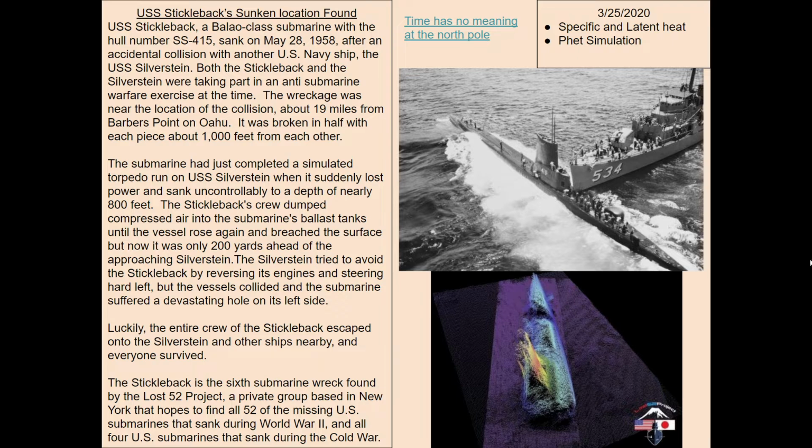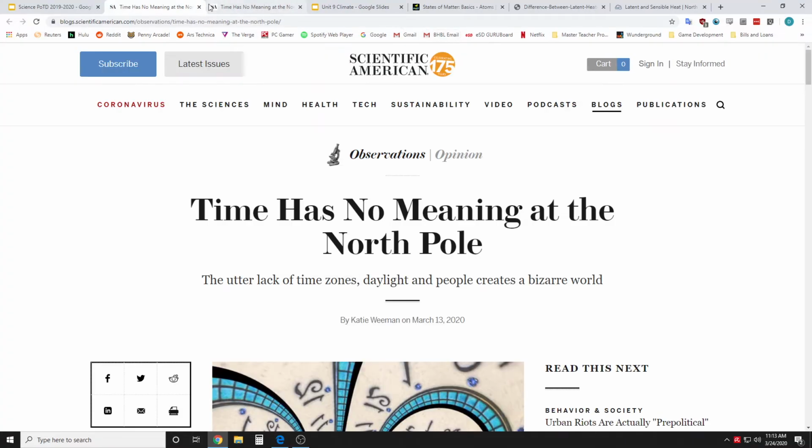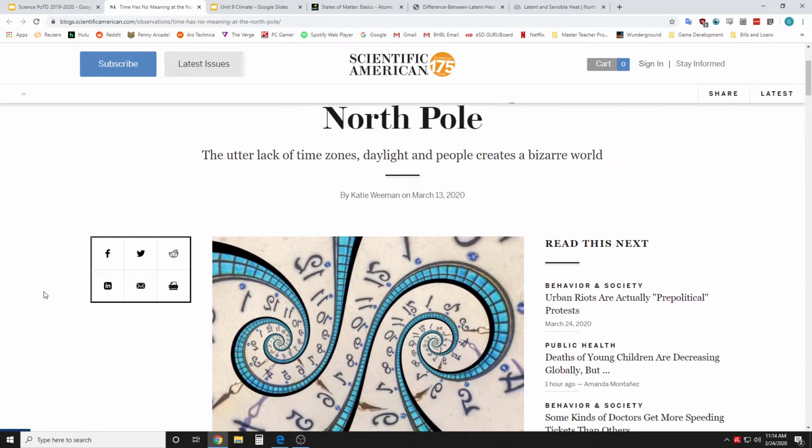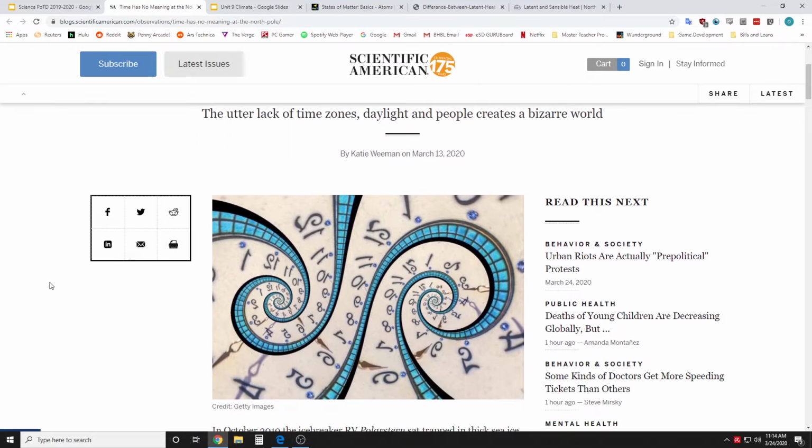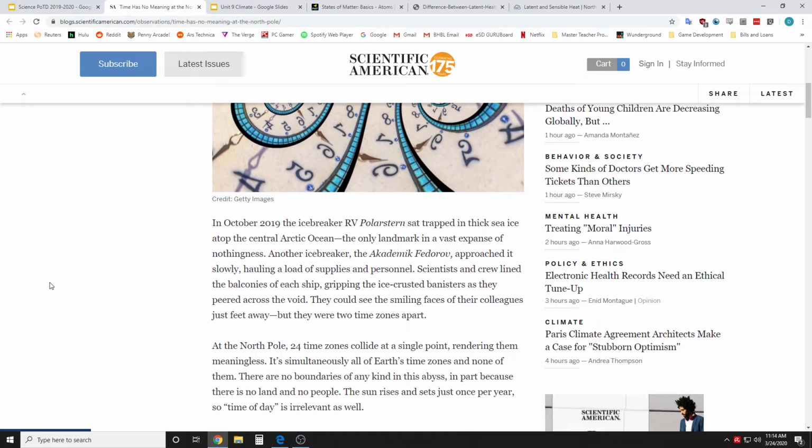And there was another article that I was going to show you. I thought about making it picture of the day, but I just couldn't figure out how to do it. It's called "Time Has No Meaning at the North Pole." It was just an interesting article. It talked about the scientists working on these ships that eventually go all the way to the North Pole, and how it was different from the South Pole, because the South Pole still has time zones that follow whoever built those structures down in the southern half of the world.